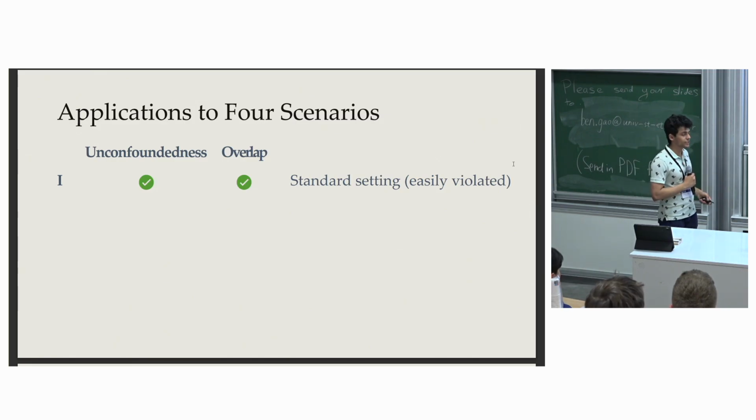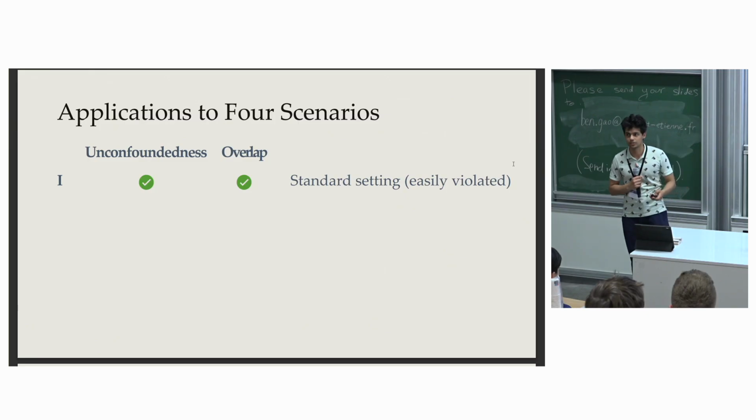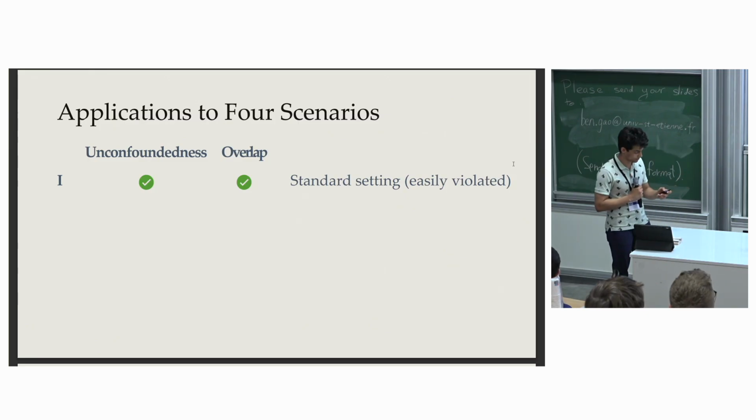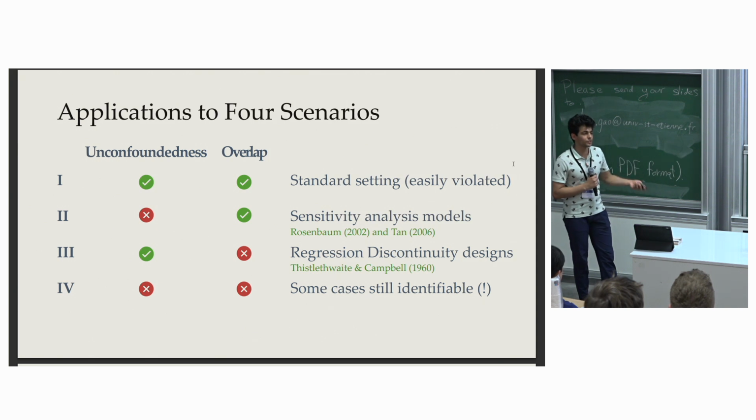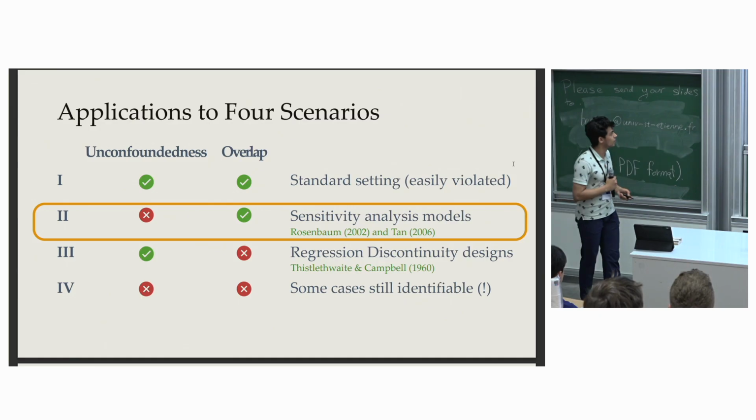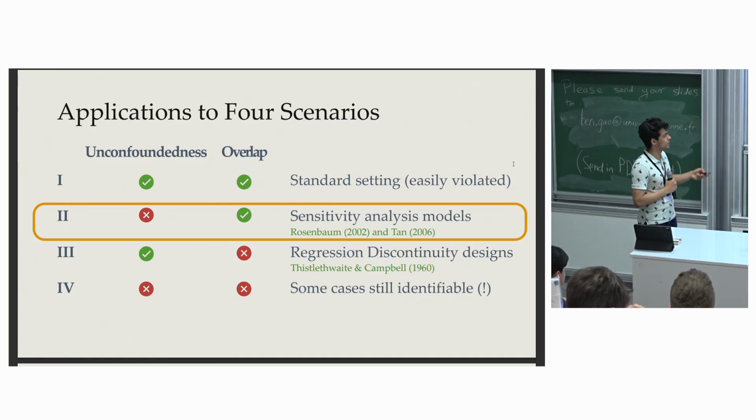So the standard setting is where overlap and unconfoundedness are both satisfied. Here we already know how to identify treatment effects. We considered three other cases. You don't need to know the terms on the right-hand side. I just keep them for information. But these correspond to cases where either overlap or unconfoundedness or both of them are violated. Okay. I'll focus on the second one in the remainder of the talk, but I'll quickly mention that the third one is also widely used in economics and has been deployed in important studies.